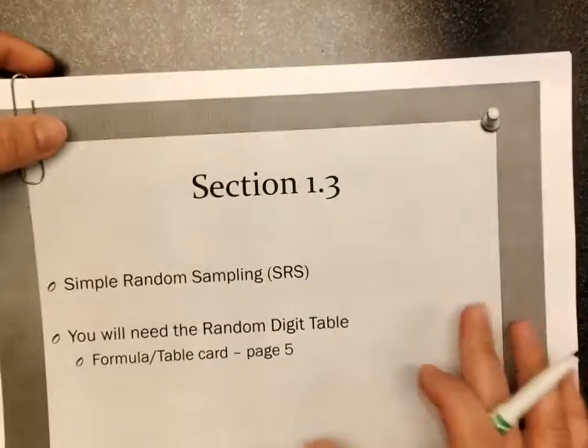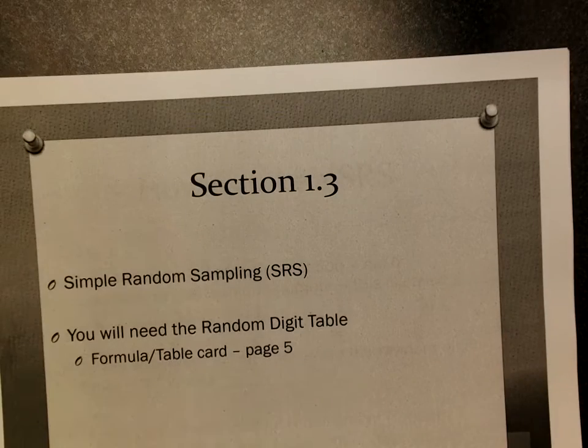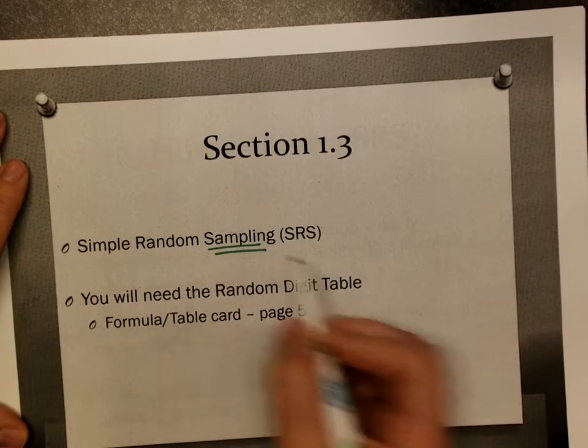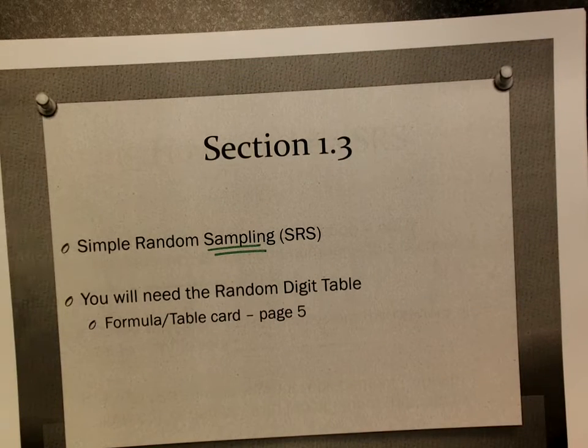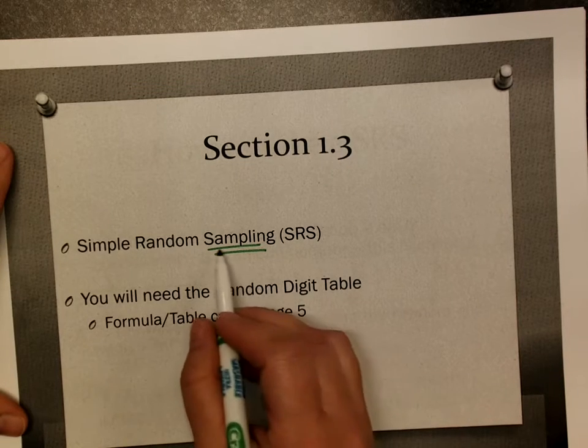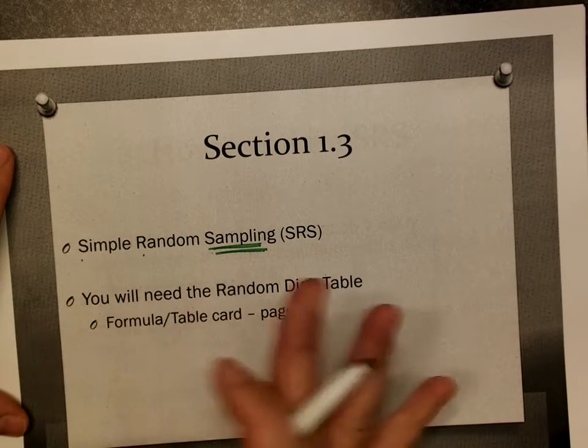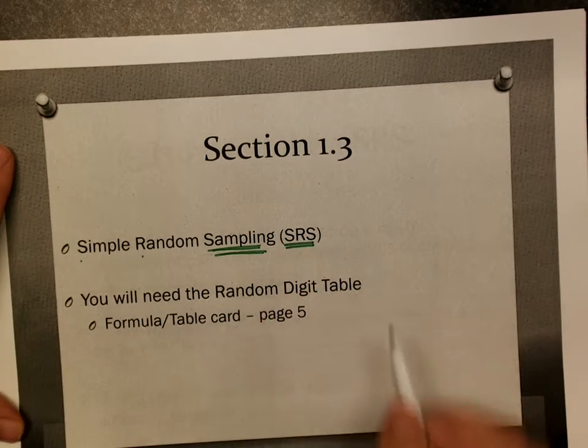section 1.3, which is on simple random sampling. So sampling is used because a census just is impossible. You can almost never get the entire population data on anything. So we use sampling to help us. So simple random sampling is the most common. We call this an SRS.